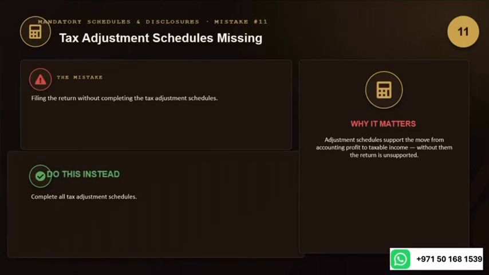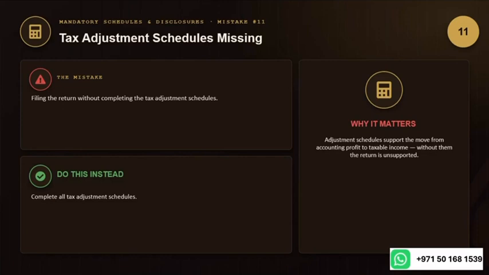Mistake number 11 is missing tax adjustment schedules. These schedules support the move from accounting profit to taxable income. Complete all tax adjustment schedules to ensure your return is supported.